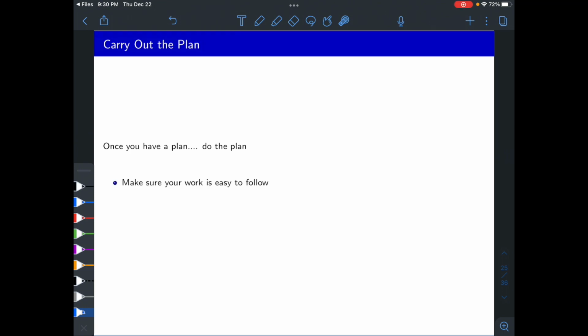Some important things that students don't always do is make sure that your work is easy to follow. This is incredibly important, not only for whoever's grading your work. I'm not really going to do a lot of grading for this specific class because everything's going to be graded online, automatically, but I still recommend making your work easy to follow.